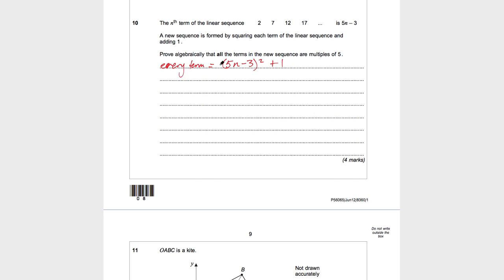We need to prove that they're all multiples of 5, so I'm going to expand the brackets. That becomes (5n minus 3)(5n minus 3) plus 1. That becomes 25n squared minus 15n minus 15n, doing outsides, insides, plus 9 and then plus 1. So that is 25n squared minus 30n plus 10. And to show that they're all multiples of 5, I need to take the factor of 5 out of the front, so that's 5(5n squared minus 6n plus 2).